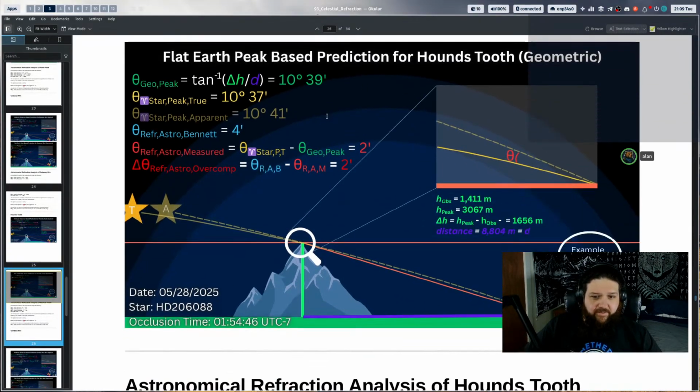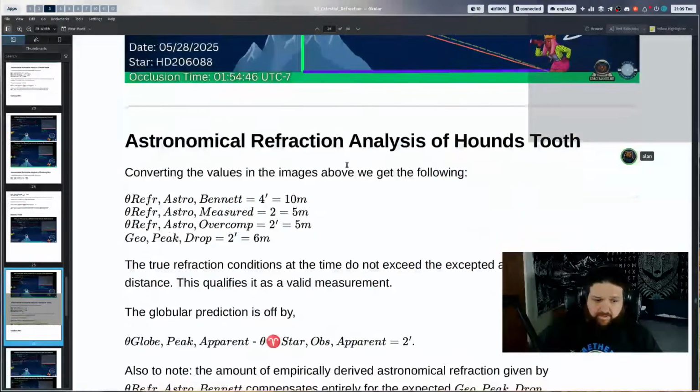That's hilarious. So anyway, when we look at the figures here, we have time of occlusion with respect to the peak, 10 degrees 37. 4 arc minutes was their refraction applied there. 2 arc minutes of difference in separation there. They overcompensated by 2 arc minutes. The refraction boost gave them 10 meters in lift. They predicted 6 meters in drop. The difference was actually 5. They overcompensated by 5.